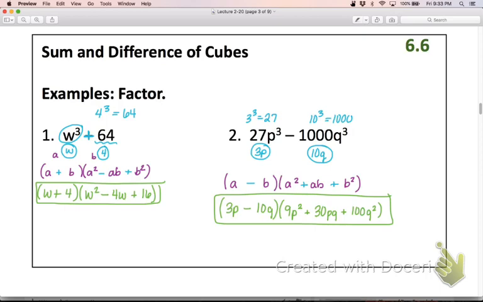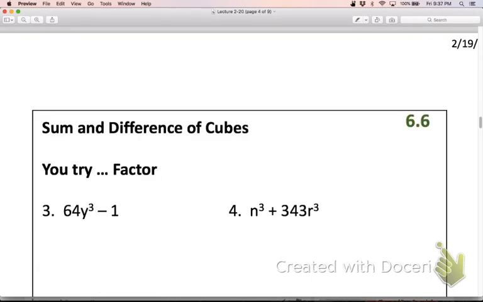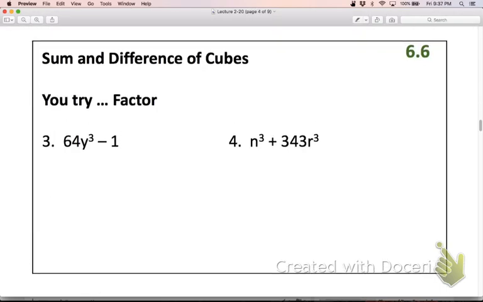So there are 2 examples coming up. Go ahead and put the video on pause and see if you can work those out yourself. These are the ones that I would like for you to try. So go ahead and pause it now because I'm going to start working them out.